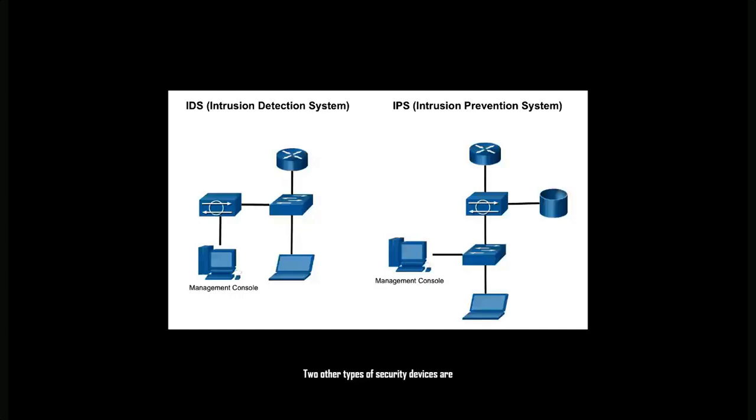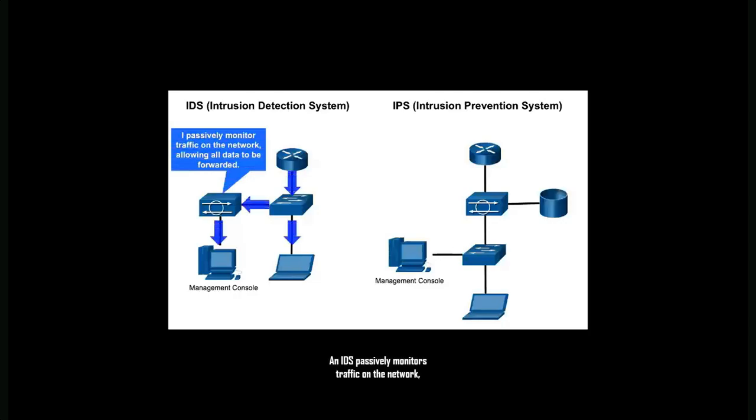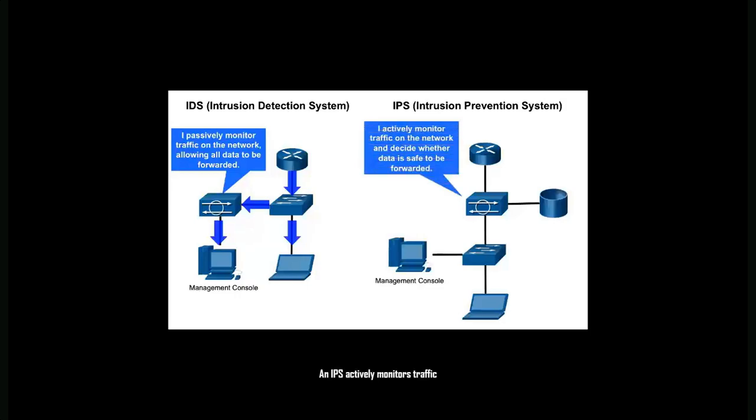Two other types of security devices are intrusion detection systems, IDSs, and intrusion prevention systems, IPSs. An IDS passively monitors traffic on the network, comparing the captured traffic stream with known malicious signatures. An IPS actively monitors traffic before reaching the destination. If the data is acceptable, the traffic is permitted. If the data is unacceptable, then the traffic will be denied.